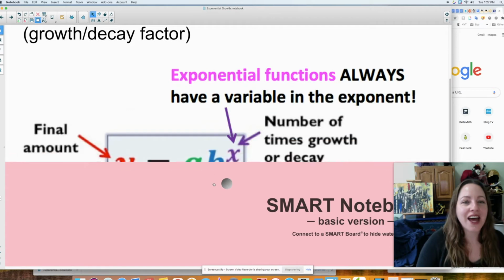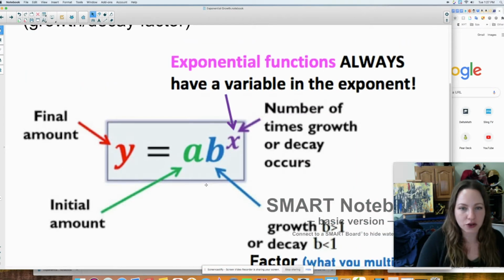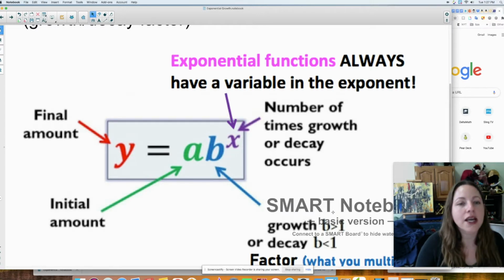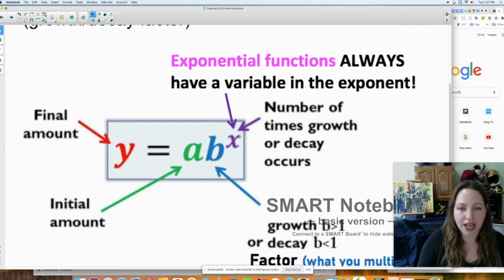Okay, and this is really important. This is going to be in the slideshow, but I want you to have this in your notes. Sorry, I'll move this so that you don't see the Smart Notebook thing on it, but exponential functions always have a variable in the exponent. So that's the purple x right here. That's the variable in the exponent. And it tells you how many times the growth or decay occurs.